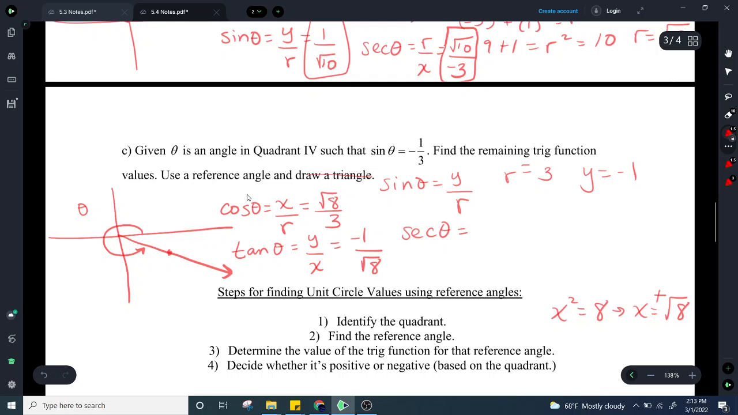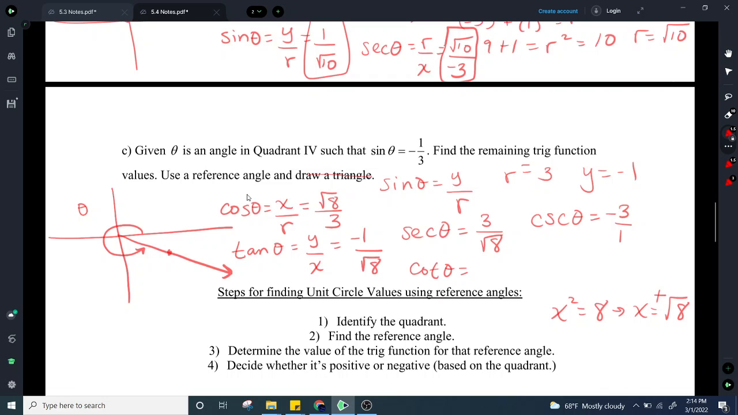If you remember that the reciprocal of cosine is secant, and you have the cosine value, all you have to do to get secant is flip it. So if cosine is the square root of 8 over 3, secant is going to be 3 over the square root of 8. Let's do the reciprocal of sine, which is cosecant. Sine was given to me, it was -1/3. So when I flip it, cosecant would be -3 over 1, or just -3. And then last but not least, cotangent is the reciprocal of tangent. So if tangent is -1 over the square root of 8, cotangent is going to be negative square root of 8 over 1.